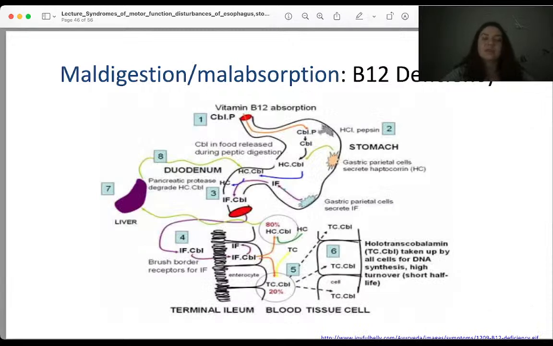Here you see a pathophysiological scheme of B12 deficiency anemia. One of the most frequent causes of it is maldigestion and malabsorption of vitamin B12, and its deficit can lead to macrocytic anemia.